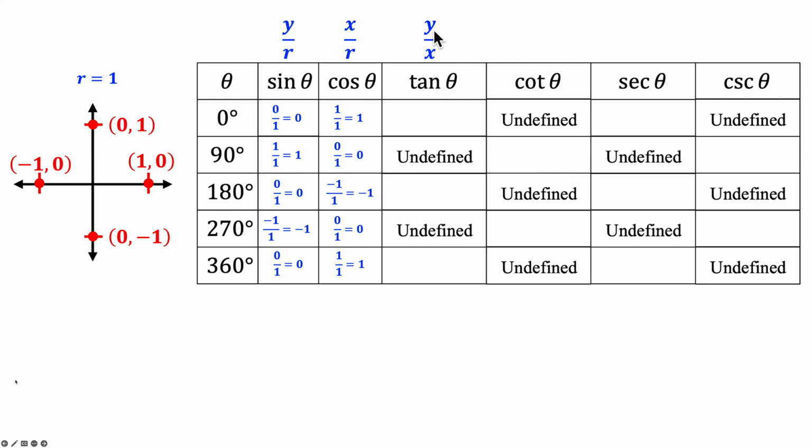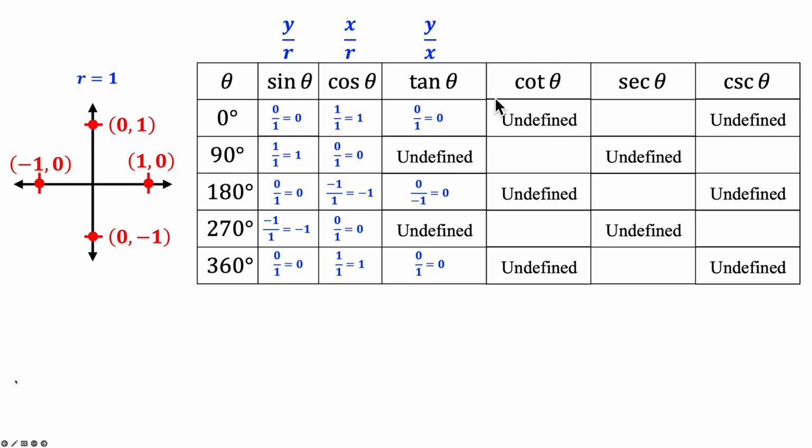Tangent of theta, y over x. Okay, 0 over 1. That's a 0. At 90, y over x is 1 over 0, so you can see that's undefined. Over at 180, 0 over negative 1, that's a 0. 270, negative 1 over 0, that's undefined. And back to 360, we're back to the same answer as we had for 0 degrees.